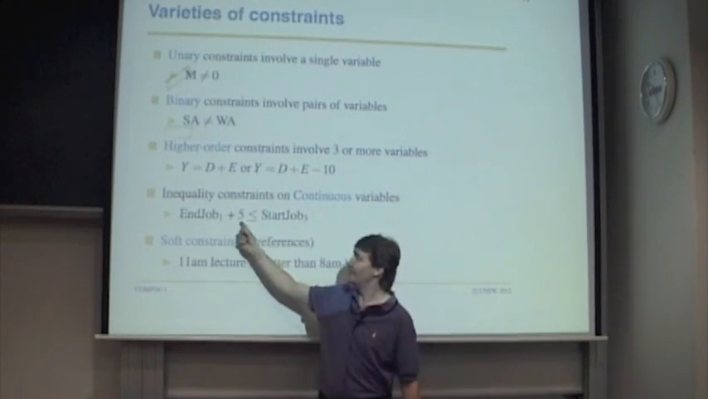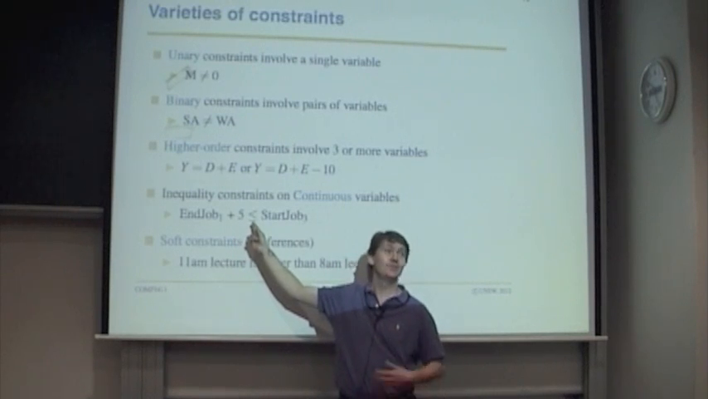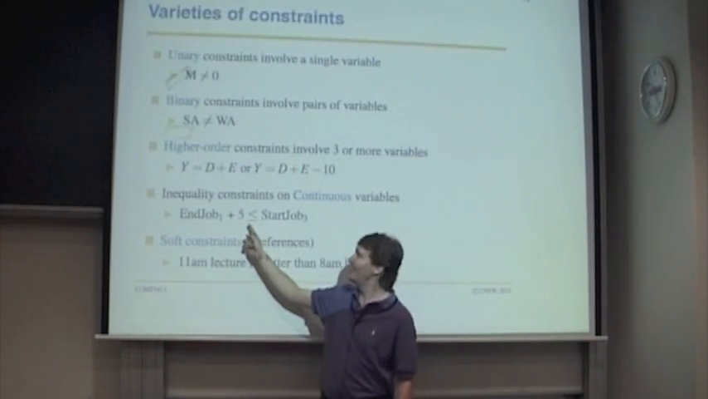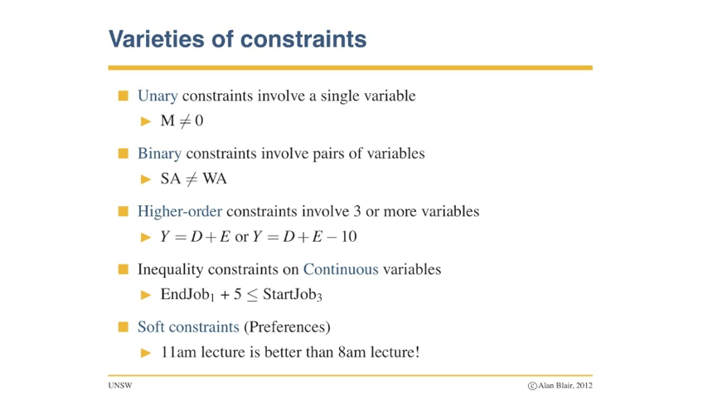scheduling. It may take 5 minutes to reconfigure a machine for a new task, so you might say, well, the third job can't start until at least 5 minutes after the first job has ended, and so on. So then you've got choosing continuously what time one job's going to finish, another one will start. And then you've got soft constraints or preferences where it's not absolutely necessary, but it's preferred.